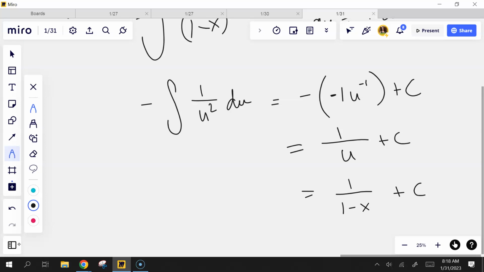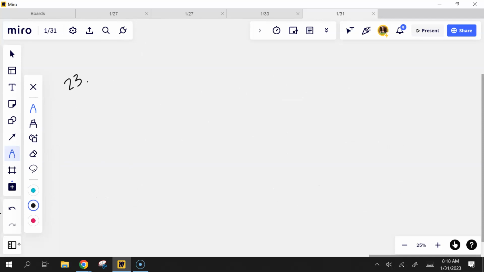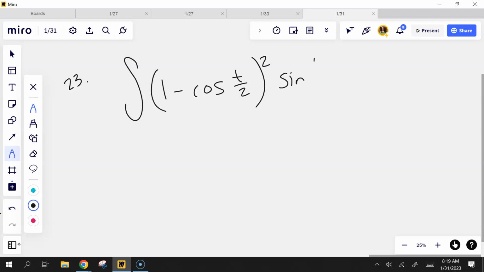Does that make sense? And then 23. The integral of (1 minus cosine t over 2) squared times sine t over 2 dt, and they said u was 1 minus cosine t over 2.